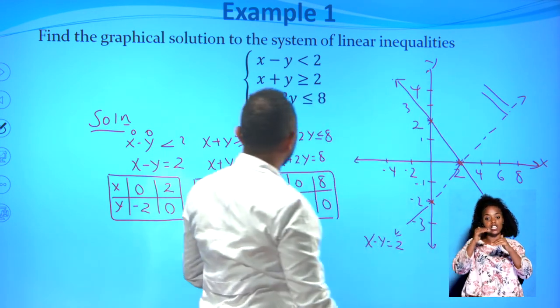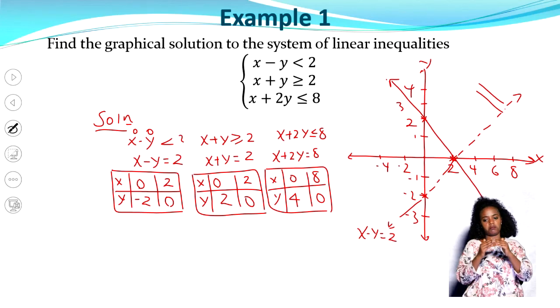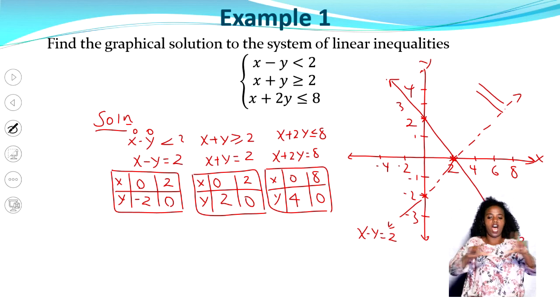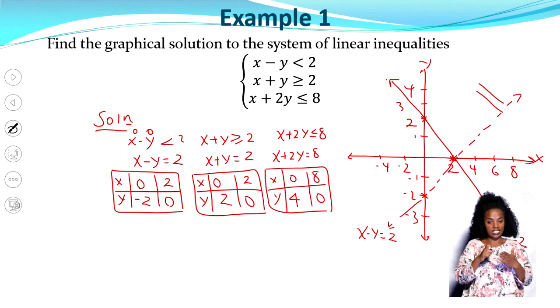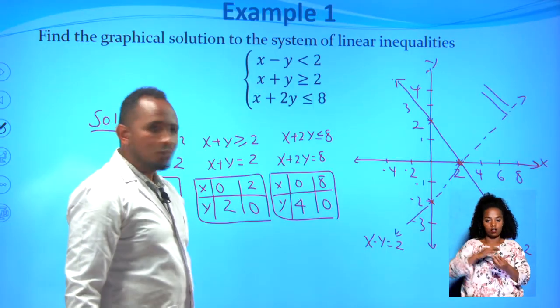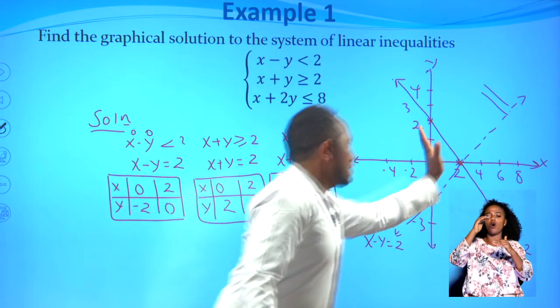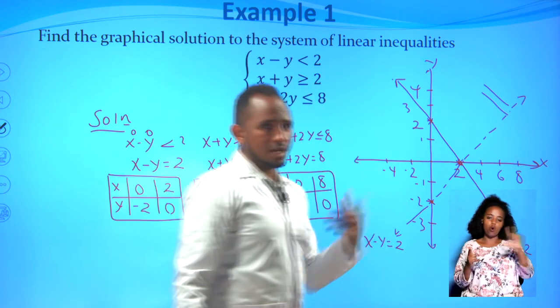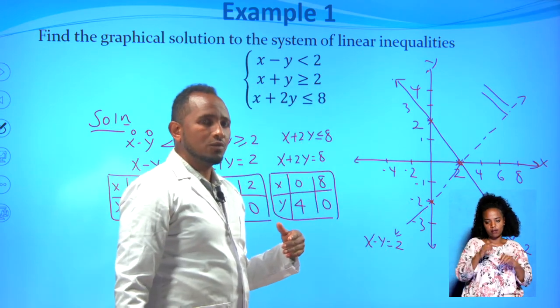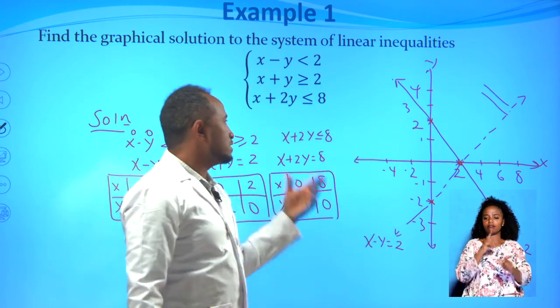This is the boundary line. It is x plus y is equal to 2. So I need to check the region. Which part of this line, the right part or the lower part, the upper or the lower part? Let's check which part will satisfy this inequality.